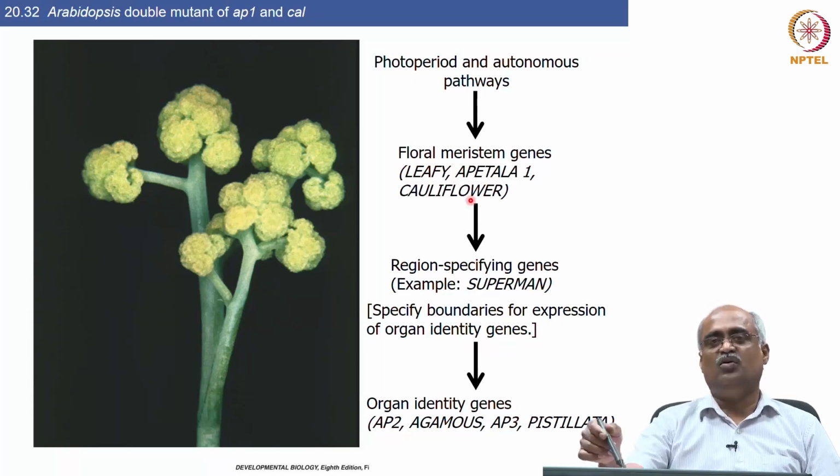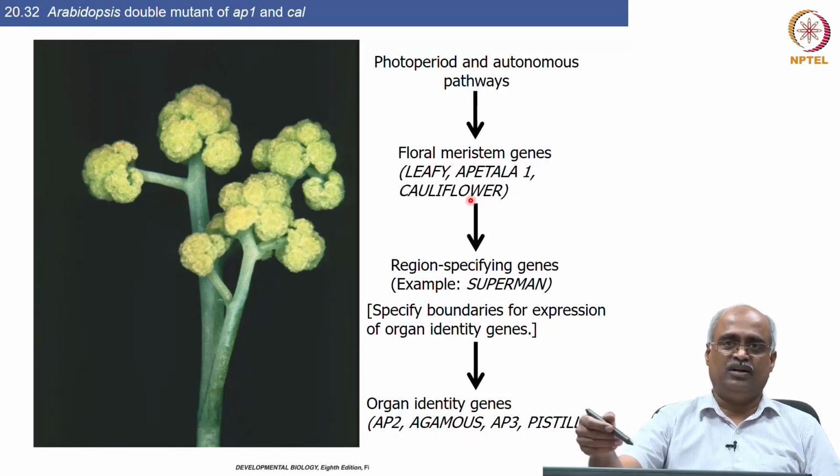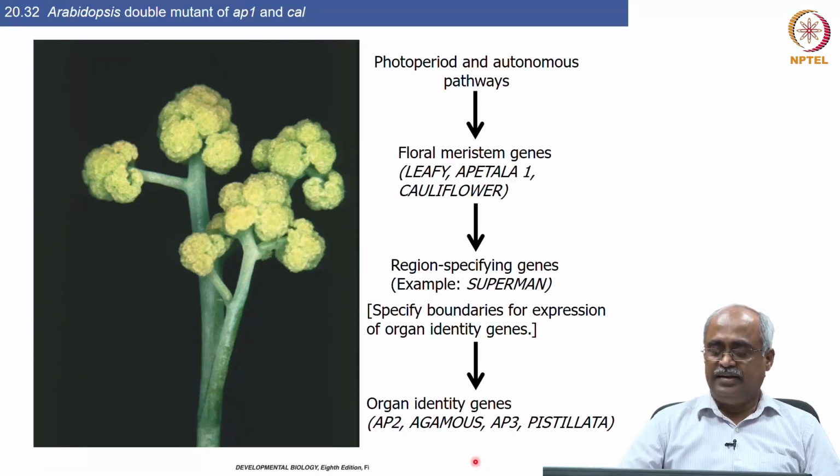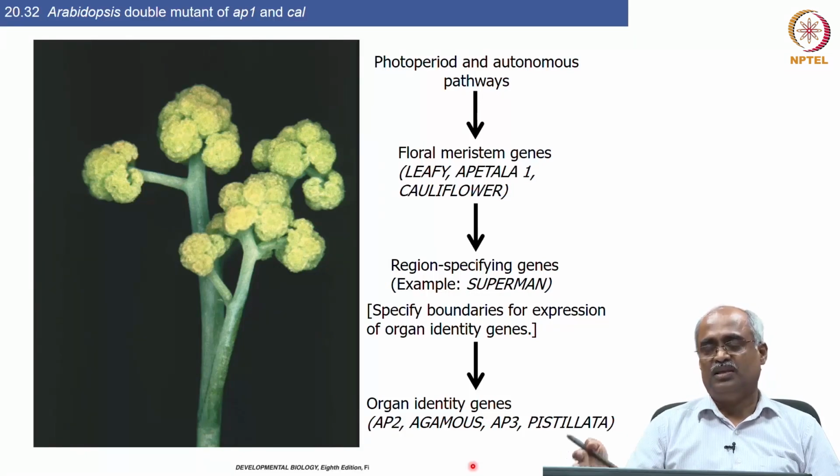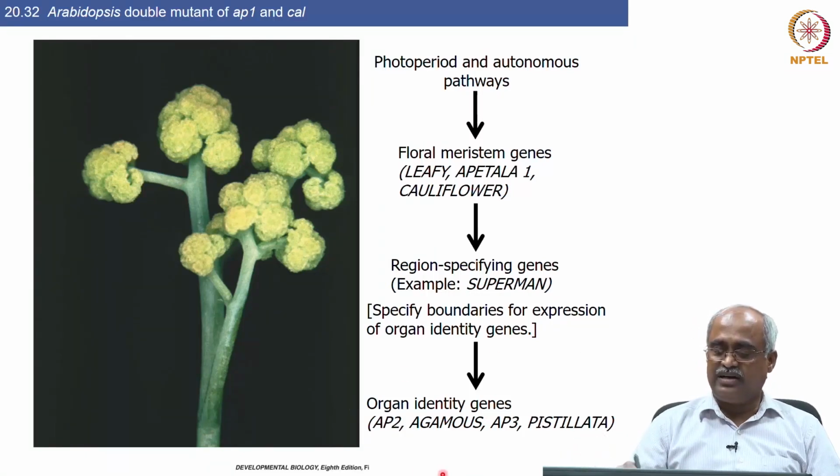So, this is how the environmental signals and autonomous genetic signals are all sensed and the vegetative apical meristem is converted into making floral organs. We will see how these organ identity genes function and what our current understanding is of how they specify the different parts of the flower, etc. in the next class.